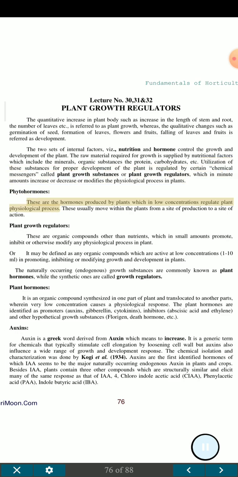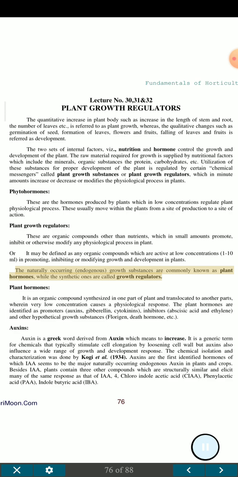Phytohormones. These are the hormones produced by plants which in low concentrations regulate plant physiological process. These usually move within the plants from a site of production to a site of action. Plant growth regulators. These are organic compounds other than nutrients, which in small amounts promote, inhibit or otherwise modify any physiological process in plant. Or it may be defined as any organic compounds which are active at low concentrations, 1-10 millimolar, in promoting, inhibiting or modifying growth and development in plants.